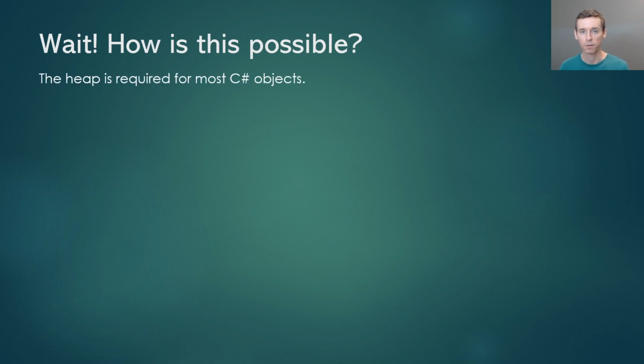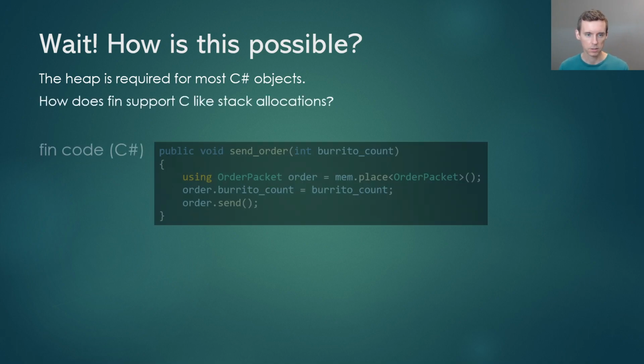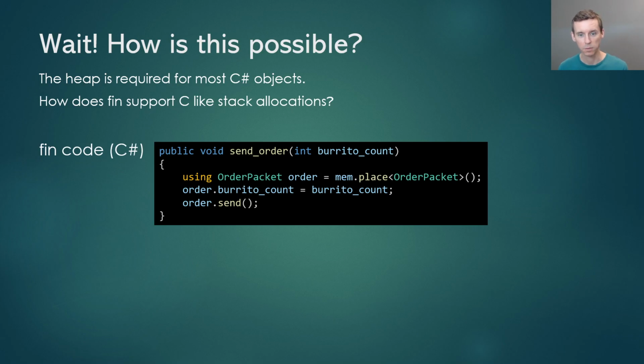The heap is required for most C# objects. This doesn't make sense. How does fin support C-like stack allocations? Well, let's jump into some code here. And this code might look a little verbose, but I'll show you tips on how to make it less verbose later. Okay, so here's a method which is send order, and we get a burrito count. And then next what we do is we're basically stack allocating, so memory.place an order packet.